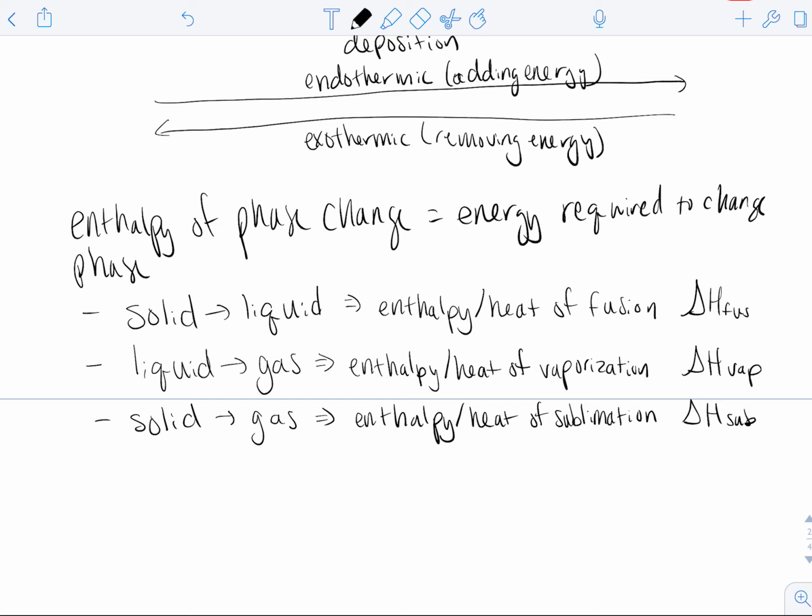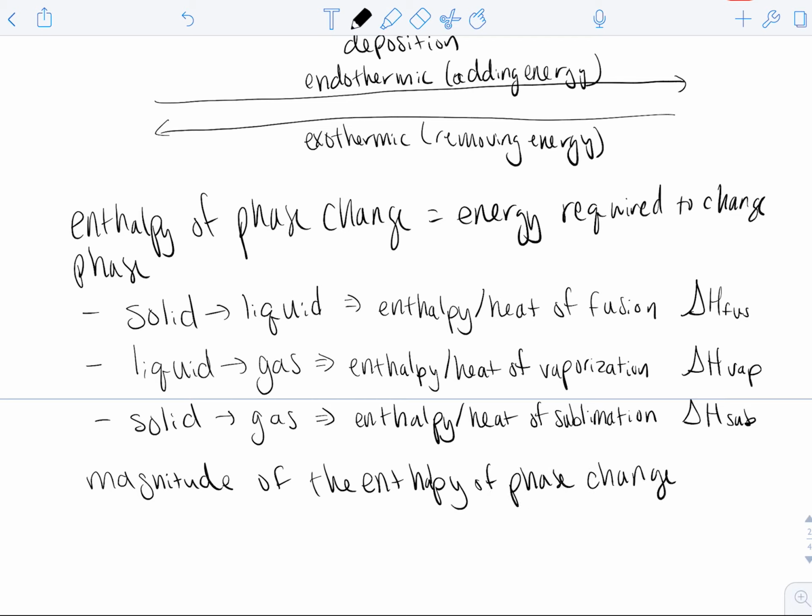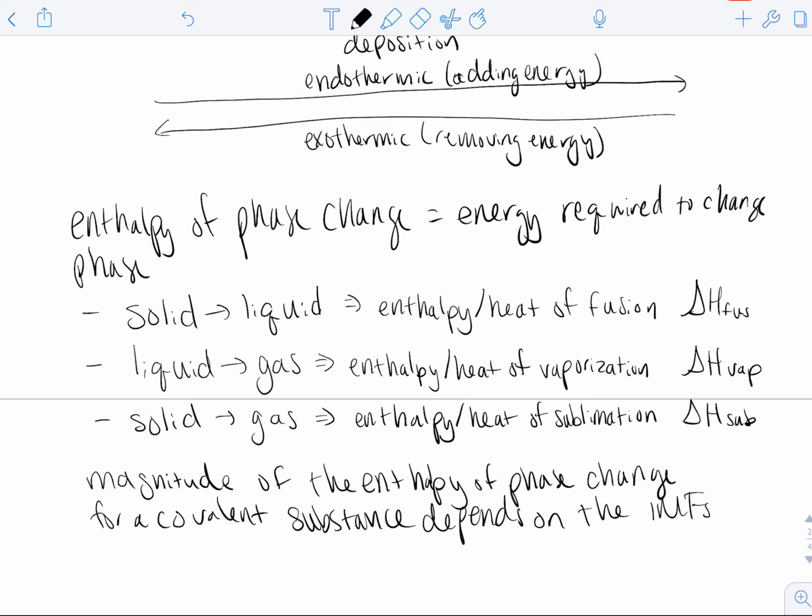So the magnitude of the enthalpy of phase change for a covalent substance depends on the intermolecular forces that hold them together.